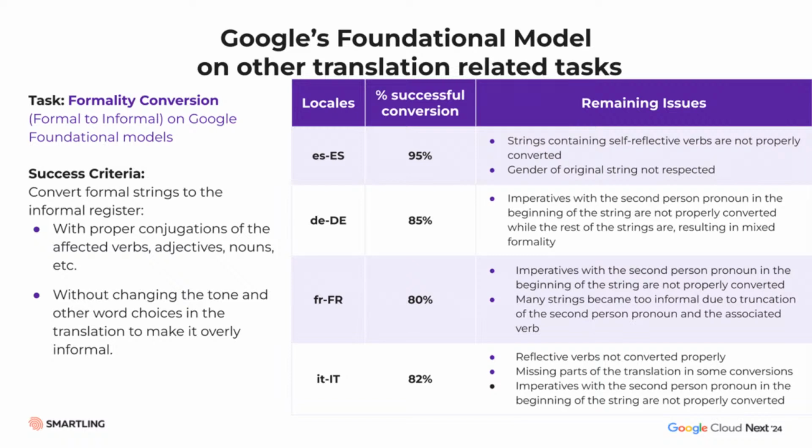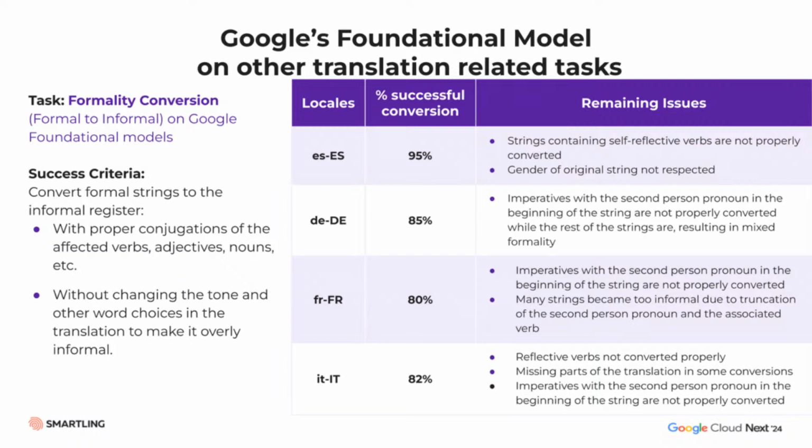And the other tricky thing that Google's foundational model does very well is that it doesn't change the tone. It only changes the word choices to make it informal, so it doesn't make it too overtly informal. We've benchmarked this on 4 different languages. For example, for Spanish, which is our best performing language using Google's foundational models, we see a successful conversion 95% of the time. And even for the weakest language, which is French, we see an 80% successful conversion.